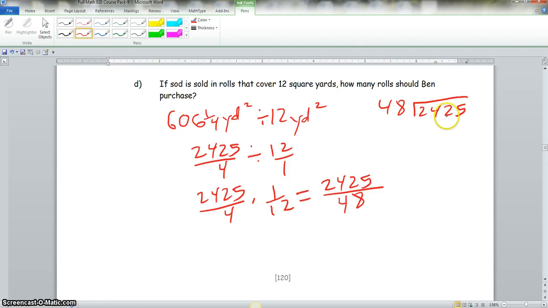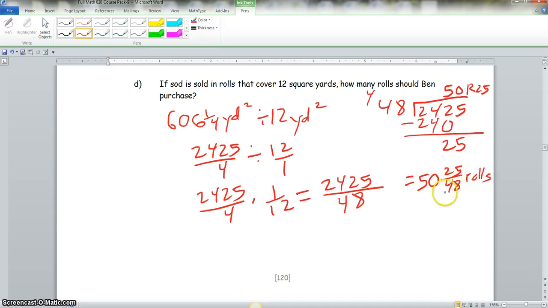48 goes into 242, looks like 5 times. 5 times 8 is 40, carry a 4. 5 times 4 is 20, plus 4 is 24. 242 minus 240 leaves you 2. Bring down your 5. 48 goes into 25 0 times. We have a remainder of 25. Now, this is what would happen. We know that our exact answer would be 50 25/48, and that'll be rows.